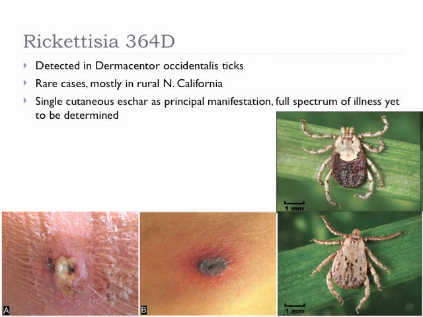So this was a new spotted fever rickettsia discovered a year ago and reported in CID. It happens in Northern California. There have only been 4 reported cases, so it's very rare. And then again, the eschar is the hallmark. They diagnosed this by using acute convalescent titers that were seropositive for Rocky Mountain spotted fever, and they did more analysis of the ticks for this organism. They named it Rickettsia 364D. It affects only Northern California, and the full spectrum of illness is yet to be determined.